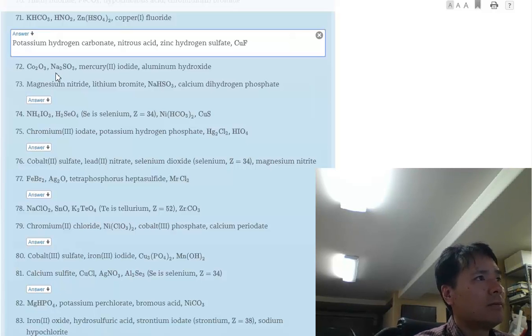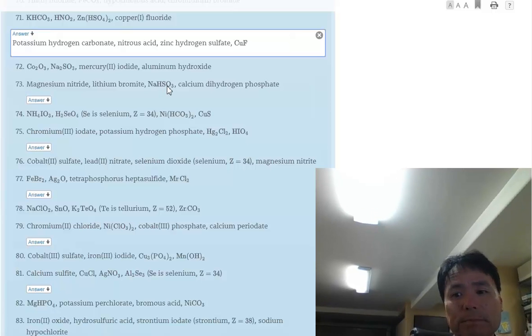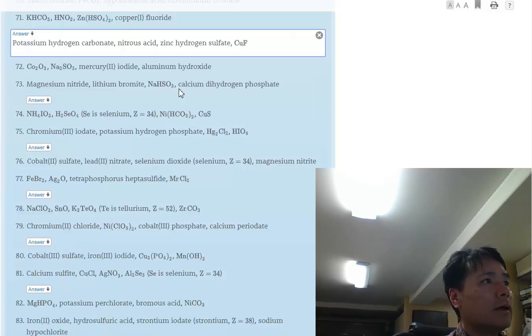Now we have sodium, okay, and then sulfate is an SO4 2 minus, so this has got to be sulfite, and so we have the sodium sulfite here, and we have a hydrogen there, so it's going to be sodium hydrogen sulfite or sodium bisulfite.